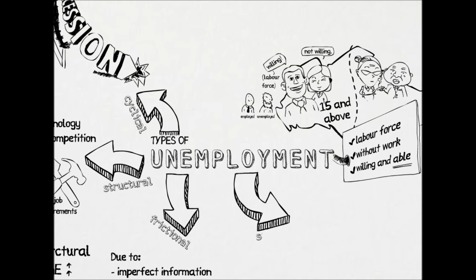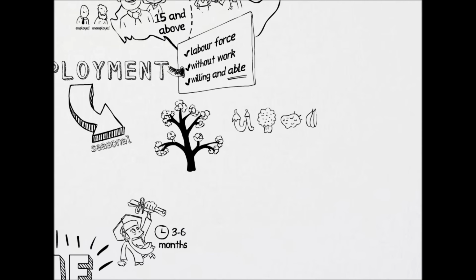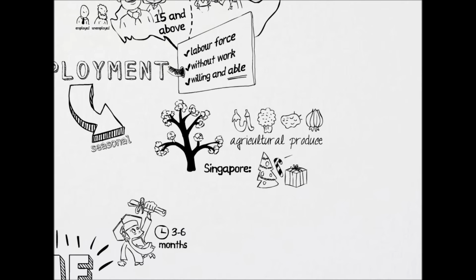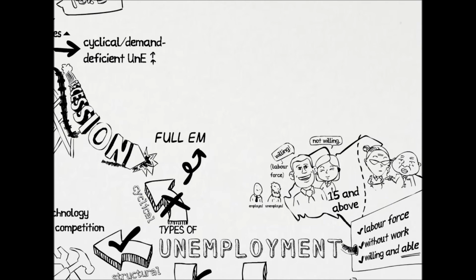Lastly, we have seasonal unemployment, which is associated with seasonal changes. It is most applicable to countries involved in agricultural produce, for example, as employment in these sectors changes with the seasons. While Singapore does not have seasons, our data is adjusted seasonally in relation to off-peak and peak seasons such as holiday seasons. There will always be people unemployed at some point of time, mainly due to frictional and structural types. Therefore, full employment is defined when there is no cyclical unemployment. In Singapore, this is around 2%.